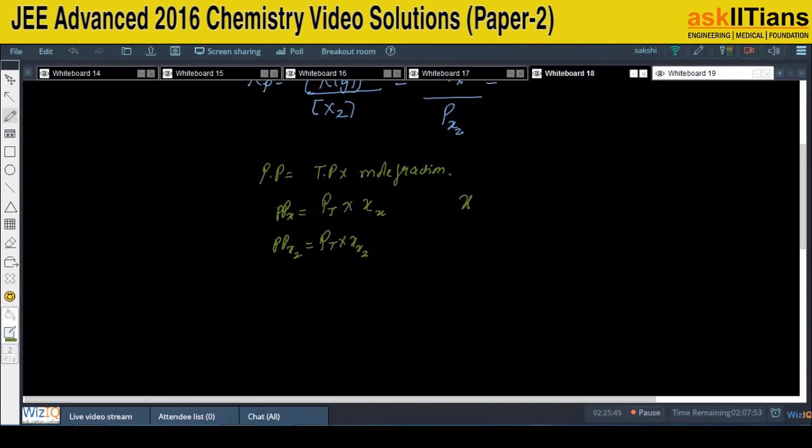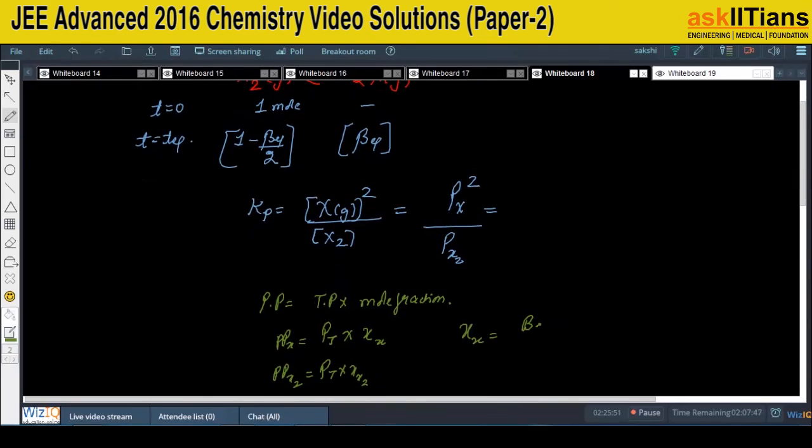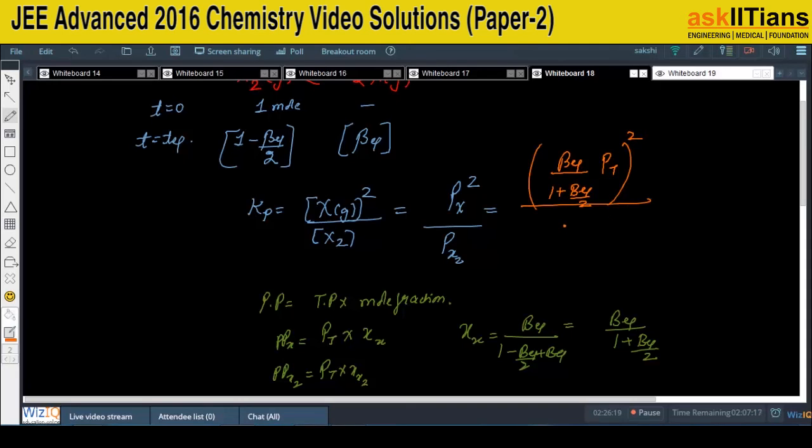Now how can you calculate the mole fraction of X? Mole fraction of X can be calculated by number of moles of X, which is B equilibrium, divided by total number of moles, which is 1 minus B equilibrium divided by 2 plus B equilibrium. So it comes out to be B equilibrium divided by 1 plus B equilibrium by 2. The same way you can find out the mole fraction of X2 also. Now if I substitute all these values, I can say that B equilibrium divided by 1 plus B equilibrium by 2 into total pressure whole square, divided by 1 minus B equilibrium divided by 2 by 1 plus B equilibrium divided by 2 into P total.